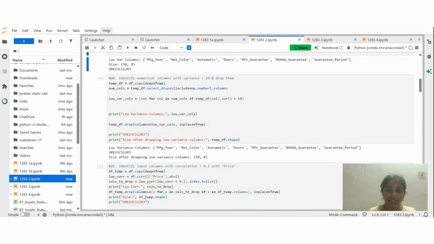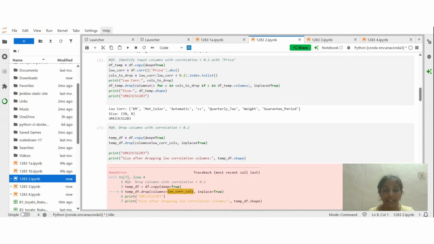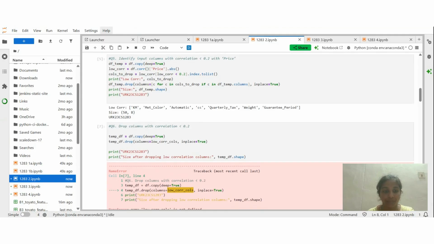And fourth is numerical columns with a variance less than 10. Variance is how much data varies. And low variance means almost constant, but not useful. I remove columns with the variance less than 10. They don't provide meaningful information for prediction.